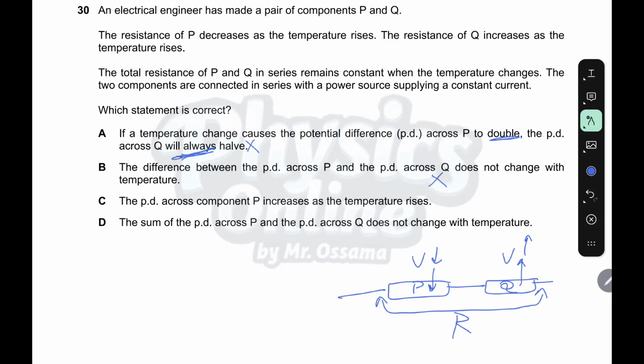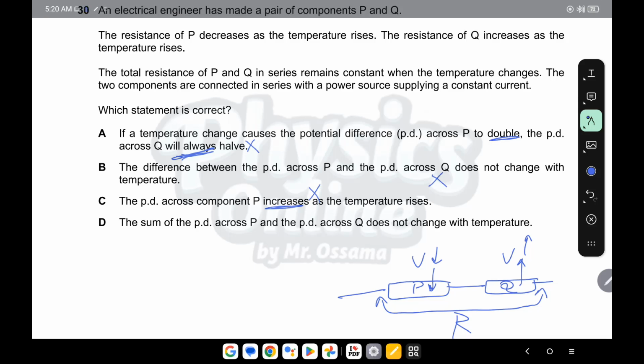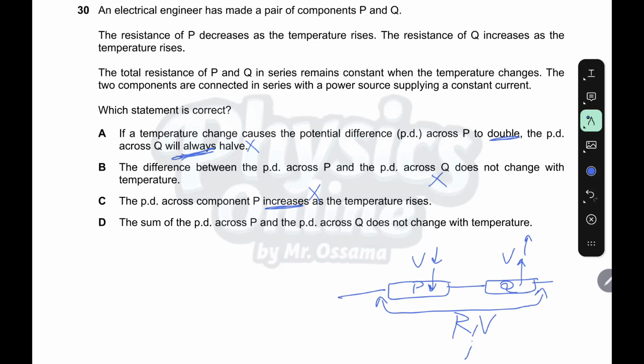The potential difference across component P increases as the temperature rises? No, as resistance decreases, the potential difference also decreases. So this one is wrong. The sum of the potential difference across P and the potential difference across Q does not change? Yes, the sum is constant, because the sum of resistance is always constant, so the sum of potential difference is also constant. So this one is correct.